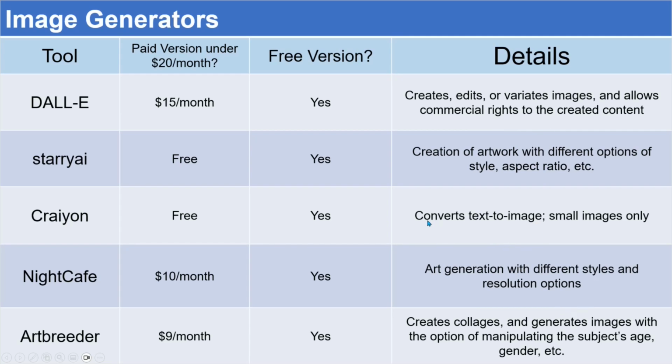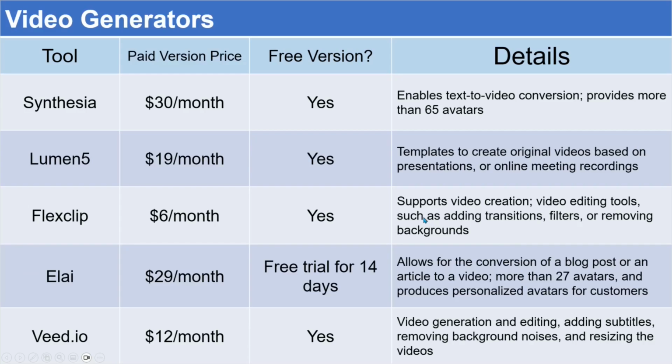Then we go to the next type, video generators. Now these are necessarily going to be expensive, but you would expect this to be the most technologically intensive type of AI. Nonetheless, there are free versions, or at least a free trial for each of these 5 tools. The paid versions are as high as $30 a month, but some are less than that. And the details are as follows. Enables text to video conversion, some editing and transitions, different avatars and such like that.